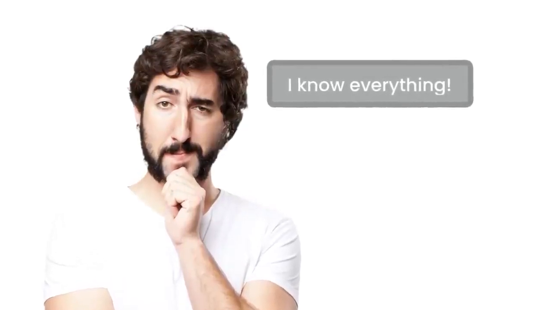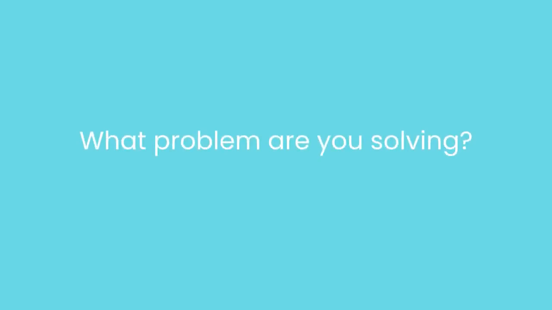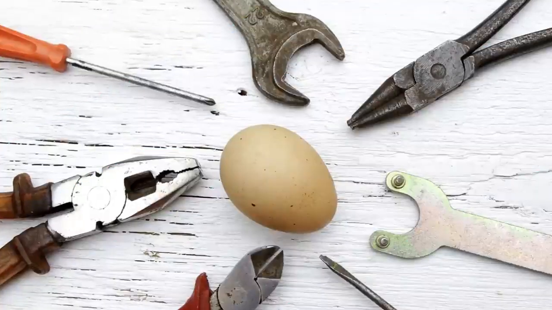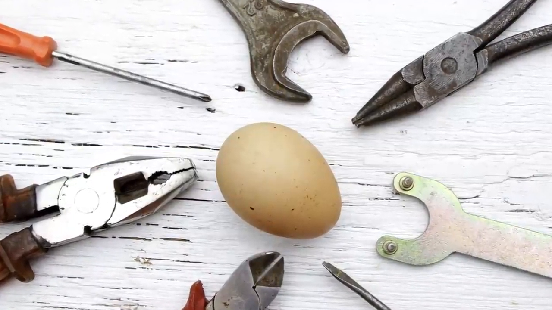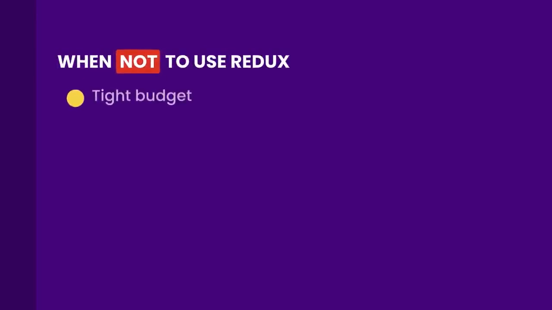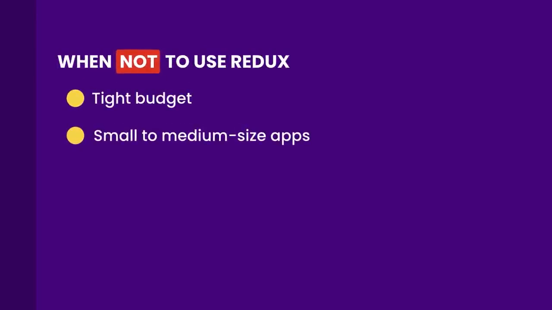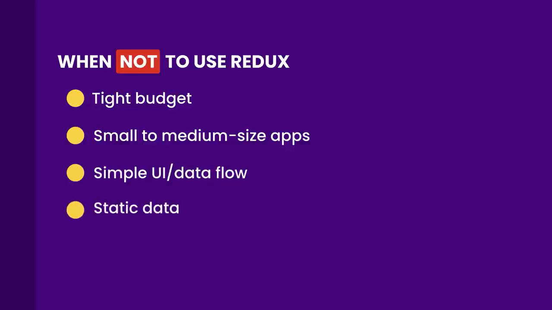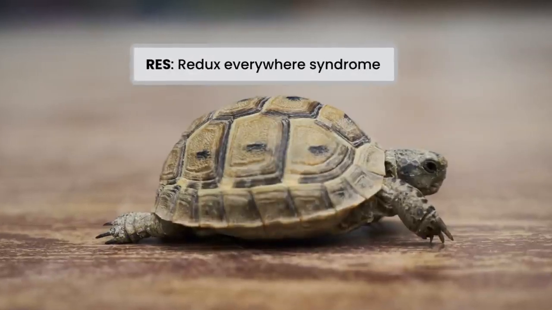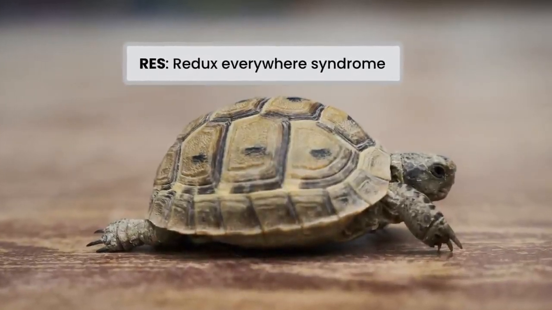For every project or app, you need to understand what problem you're trying to solve, what your constraints are, and what solution optimally solves the problem according to those constraints. There is no such thing as one-size-fits-all in software engineering. If you're on a tight budget, if you're building a small to medium-sized app with fairly simple UI and data flow, if the data doesn't change in your app, or if you simply fetch the data on every page load and render it statically on the page, Redux is probably not the right tool for you. It's just going to complicate things and slow you down without giving you much value.